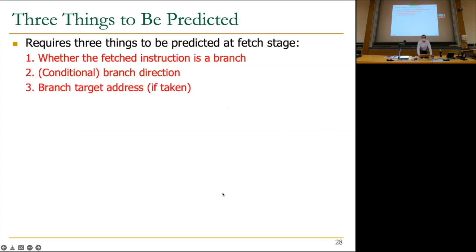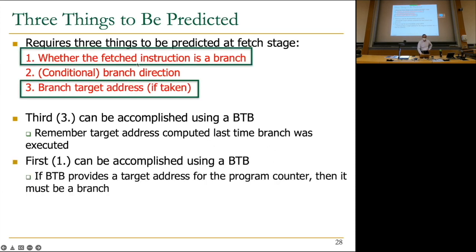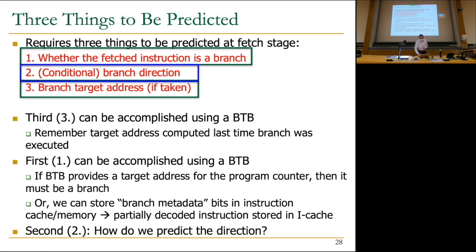Okay, so as I said, the third, meaning branch target address prediction, can be accomplished with a BTB. We remember the target address computed the last time the branch was executed. We know whether the fetched instruction is a branch, again using a BTB. If the BTB provides a target address for the program counter, then that means that it must be a branch, unless you incorrectly updated the BTB, hopefully not. Or you can store branch metadata bits. There are actually some processors that partially pre-decode the instructions, but I'm not going to talk about that.